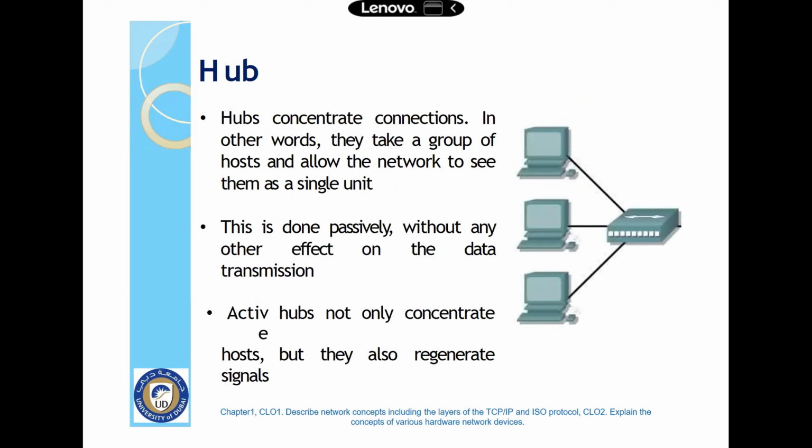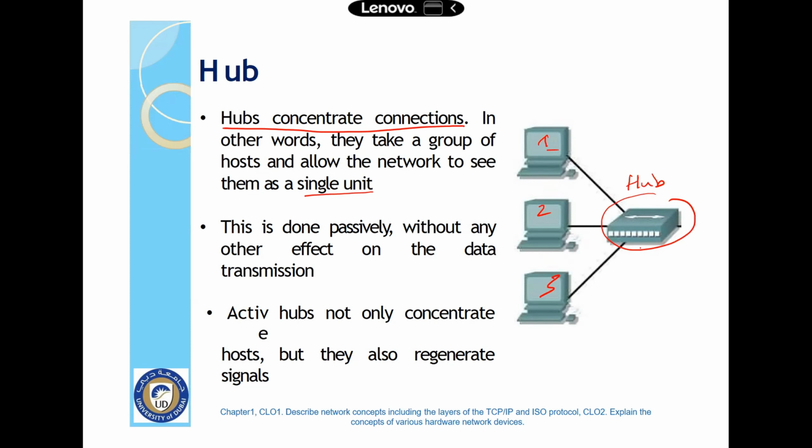A hub is a device that, instead of sending each signal in an individual channel, groups many signals together and sends them in one single channel. So it concentrates the connections. This is the main job for the hub. In other words, they take a group of hosts and allow the network to see them as a single unit. Pretty much like this example here. So we have 3 devices. They all go to this hub.